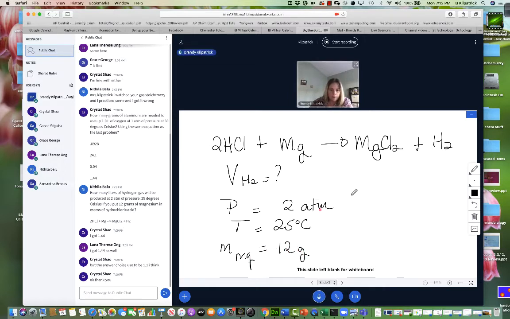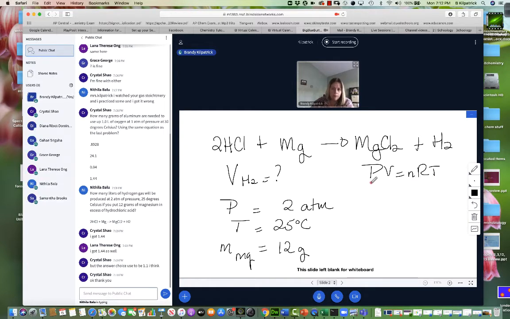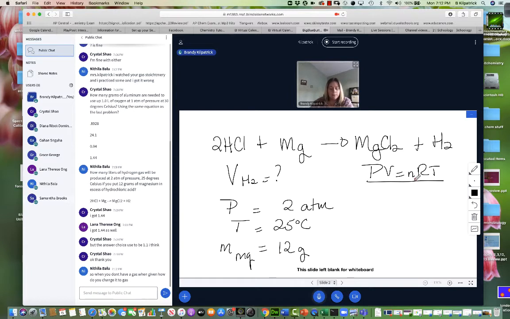So the thing about the ideal gas law is that you can't just put anything into the ideal gas law. It has to be a gas. And when we're talking about these variables, they should match each other. So if I have the moles of something, then that would give me the pressure of that thing. So you have to be careful about what you're plugging into this equation. I cannot just simply go find the number of moles of magnesium and plug that in, because it's not a gas. That's not going to help me get the volume of hydrogen.